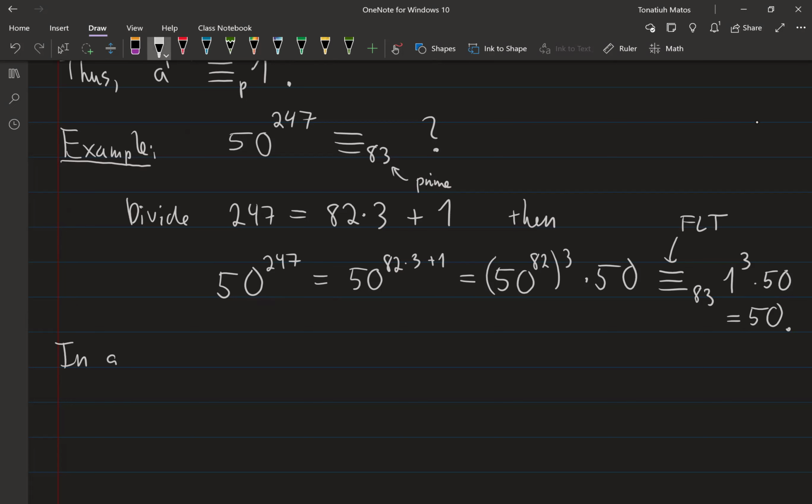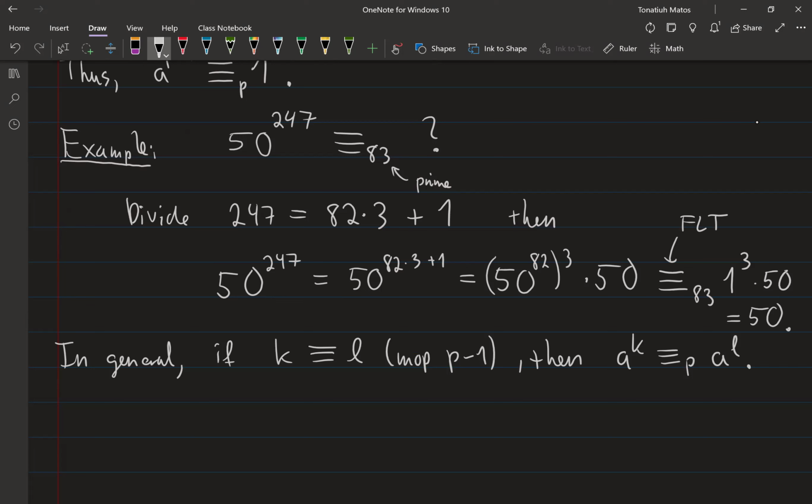In general, of course, we can do this. This works in a lot more generality, right? So if K is congruent to L mod P minus 1, P is prime, then A to the K is congruent mod P to A to the L. And this is the rule that we're using, but in a more general setting.